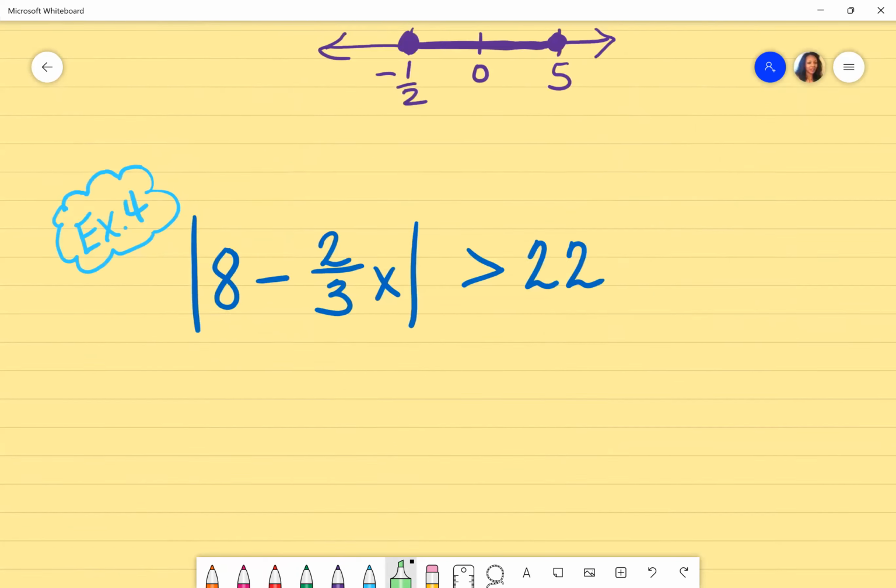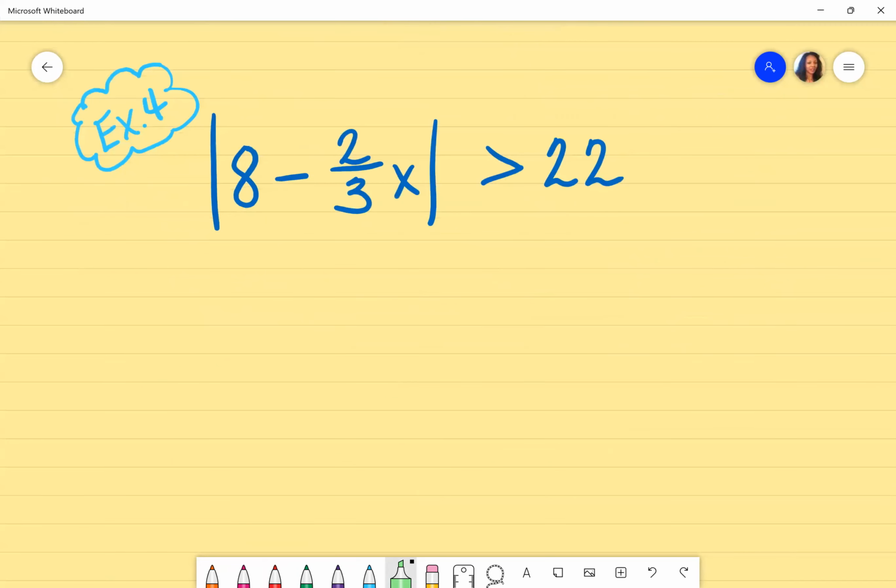Okay, last example. Let's say we had something that's greater than. I noticed that I also have my absolute value already isolated, but I have a fraction in front of my x. So let's try to work with that. I'm going to drop my bars, and I'm going to write 2. Well, not drop them yet. 8 minus 2/3x is greater than 22.